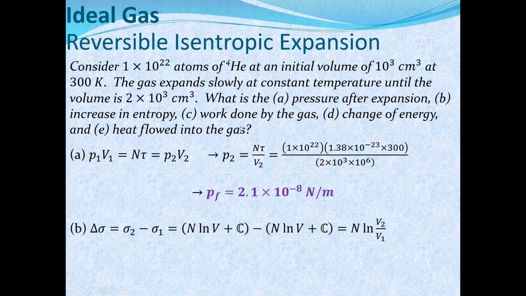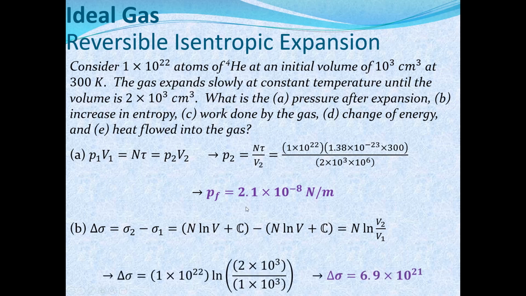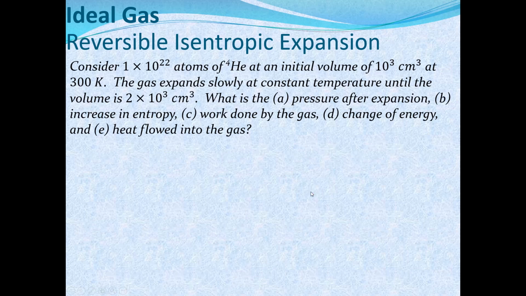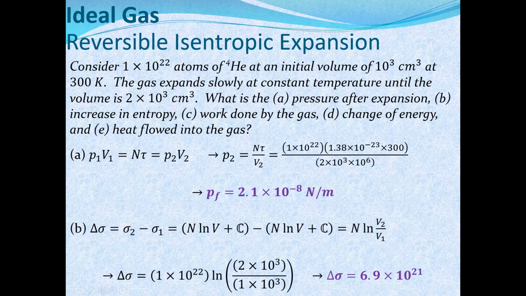For B, with the change in entropy, well, we plug that in. Again, since we have the changing of the volume, we're going to use the form that has the terms of volume, which looked like this, ln of the volume ratio. So the volume is going from 10 to the third to 2 times 10 to the third, so it's being doubled. So this just ends up being the number of molecules times ln of 2, or this 6.9 times 10 to the 21. So this expansion does increase the entropy of the entire system by a very large amount.